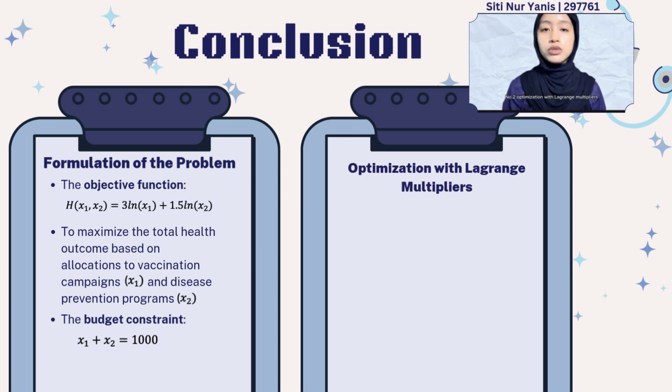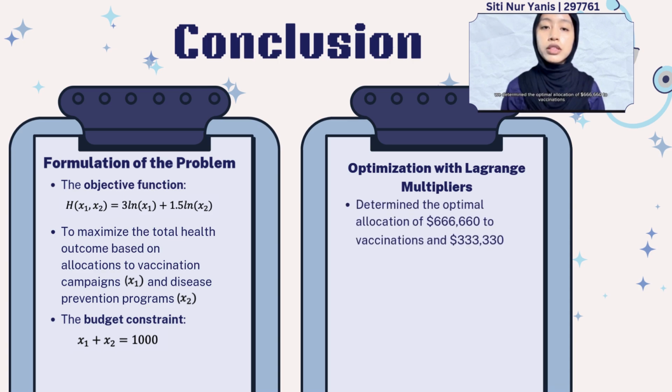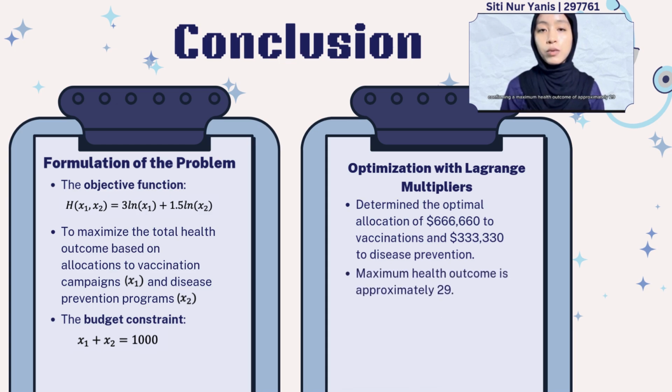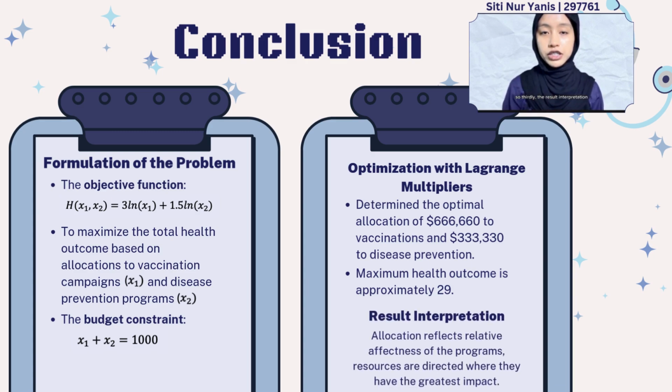Number 2, optimization with Lagrange multipliers. By setting up and solving the Lagrange function, we determine the optimal allocation of $666,660 to vaccinations and $333,333 to disease prevention. This solution was verified by substituting the values into the objective function, confirming a maximum health outcome of approximately 29. Thirdly, the result interpretation. The allocation reflects the relative effectiveness of the programs, ensuring resources are directed where they have the greatest impact.